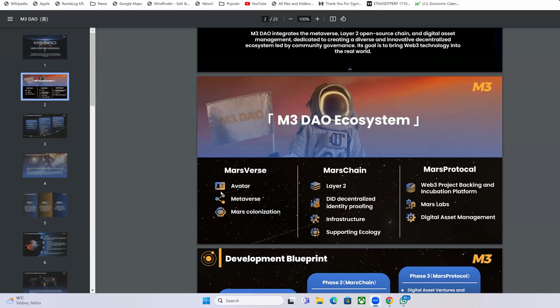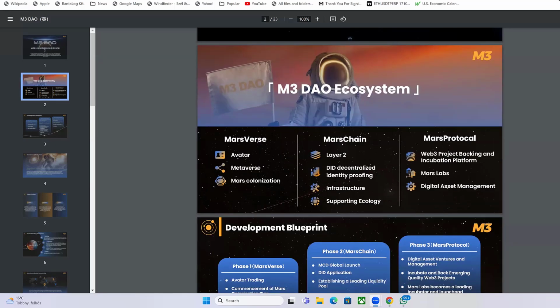Mars Chain is more like a technological solution. As I said before, it contains a layer 2 chain. Later on, a layer 3 database will be added, which I will explain later. But this part I really want you to understand deeply, because this brings us the real value of the whole project. DID is a decentralized identity proofing infrastructure supporting the ecology. But let's stick with the word DID.